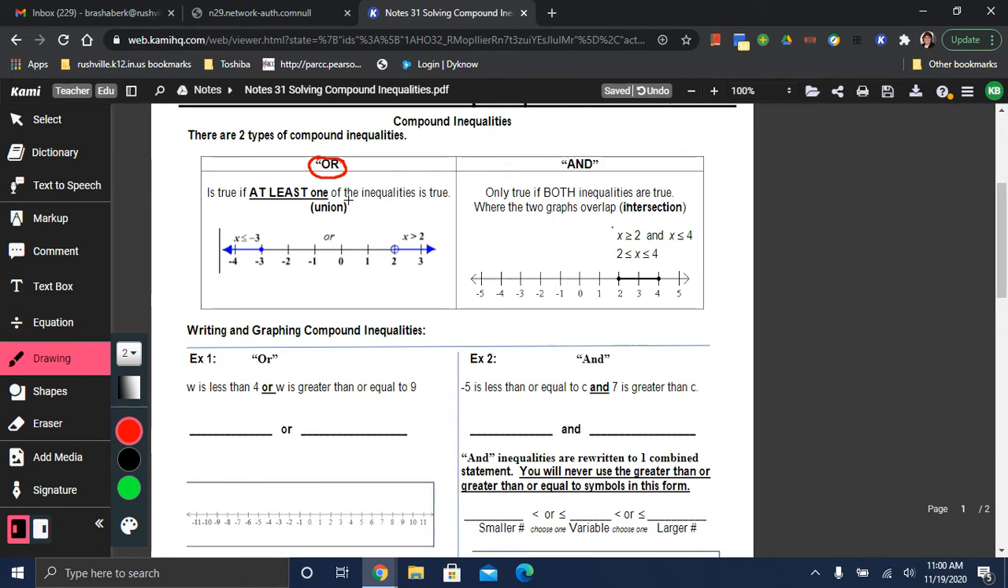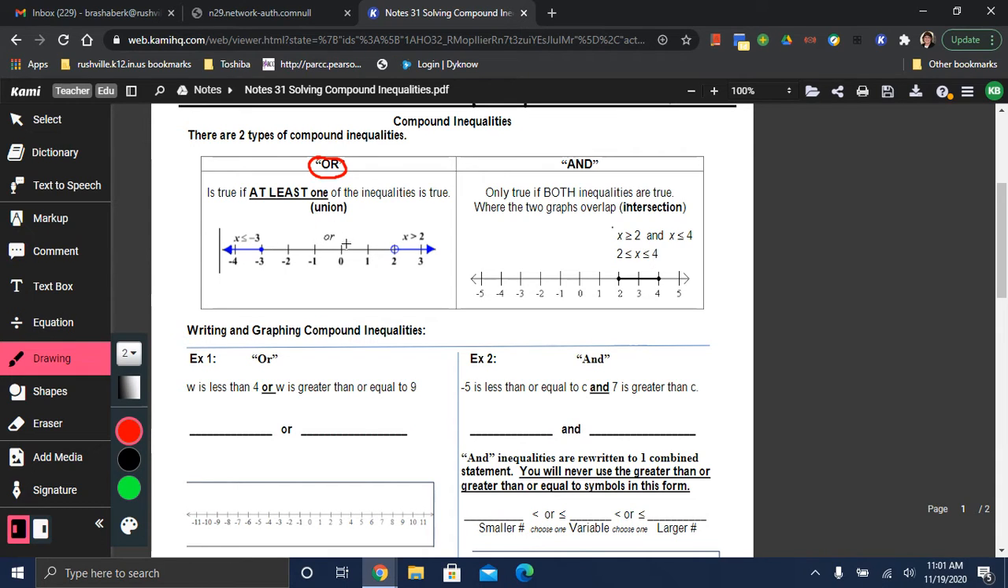And so this is what we call a union of 2 sets. So you'll see here I have x is less than or equal to negative 3. Numbers like negative 4, negative 5, negative 6, those are all less than or equal to. Notice I have a solid dot on the negative 3. That means the negative 3 is a solution to that portion of the graph. Negative 3 is less than or equal to negative 3.